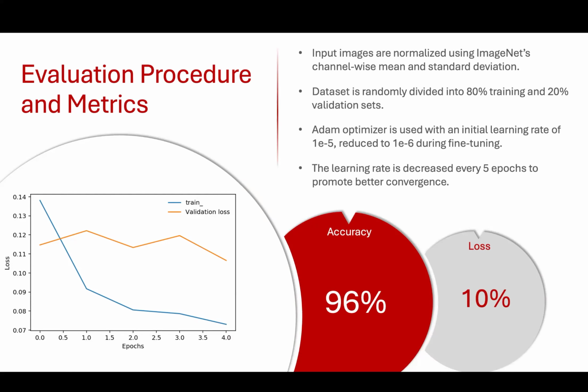So this is our accuracy and loss. Accuracy is 96% with a loss of 10%. We can see the graph present here.